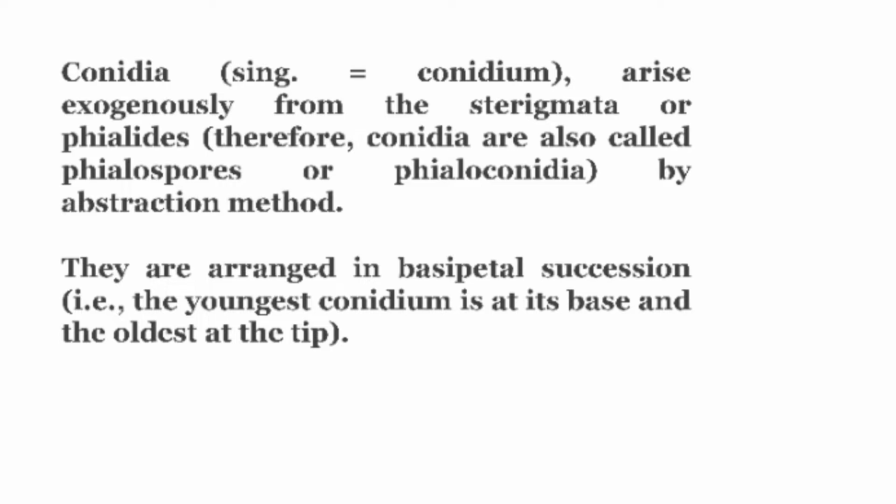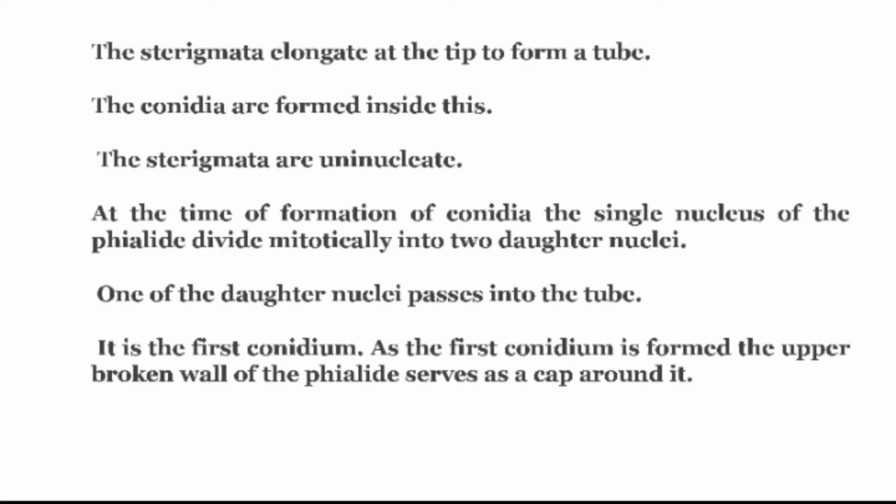Conidia arise exogenously from the sterigmata or phialides. Therefore, conidia are also called phialospores or phialoconidia, formed by abstriction. They are arranged in basipetal succession, that is, the youngest conidium is at the base and the oldest at the tip. The sterigmata elongate at the tip to form a tube. The conidia are formed inside this.